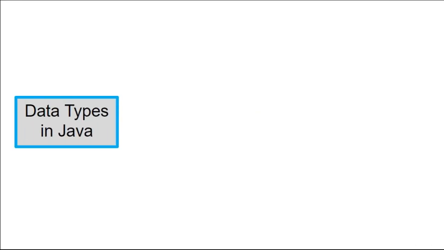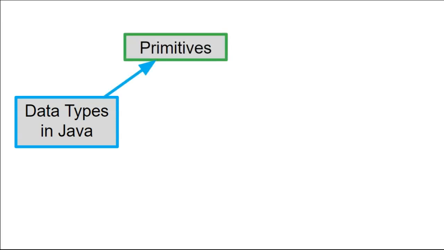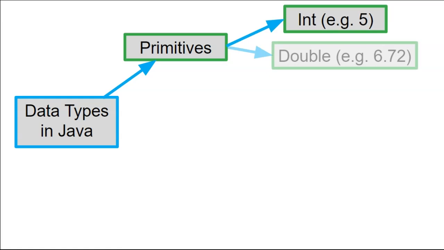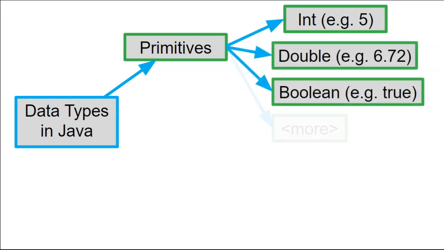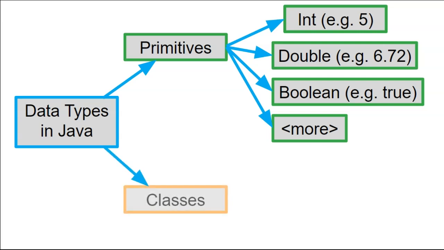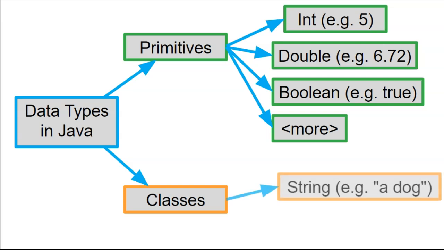In previous lessons, I discussed some primitive data types, specifically int, double, and boolean. Turns out there's another category of data types in Java. These are called classes. Classes are a more complex data type. To understand classes, it helps to explore a specific example of a class. The first class I'll cover in my lessons is probably the most important one. It's called String.